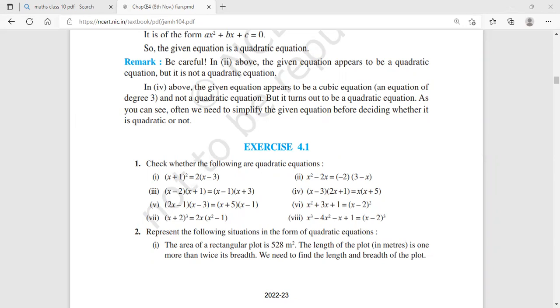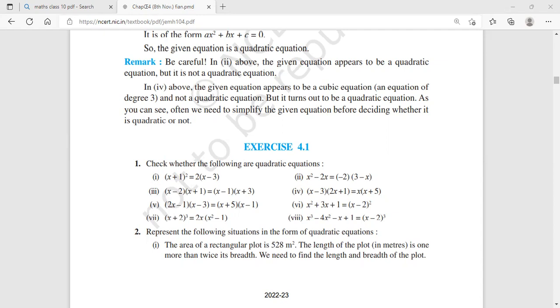Okay, x plus 1 the whole square is in the form of a plus b the whole square. So a value is x and b value is 1. So a square plus b square plus 2ab is equal to, in the RHS, let's use a distributive property. That is 2 should be multiplied for both.